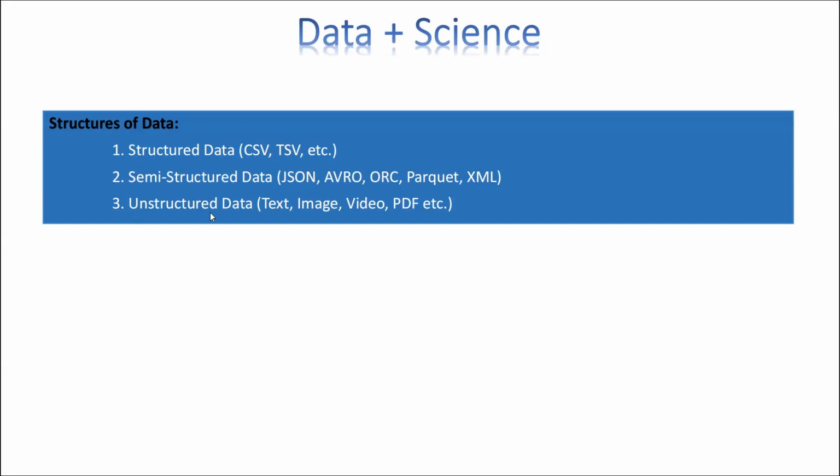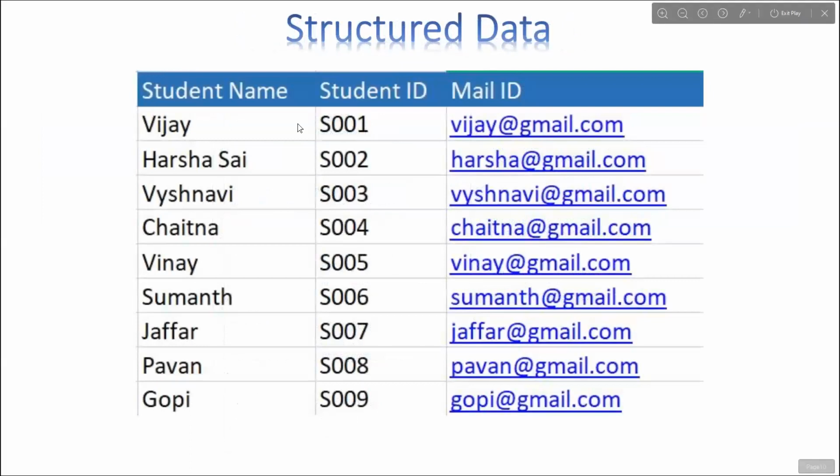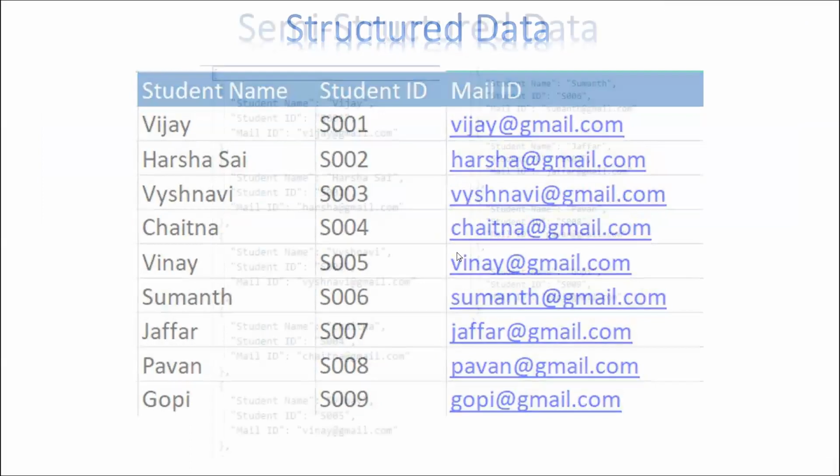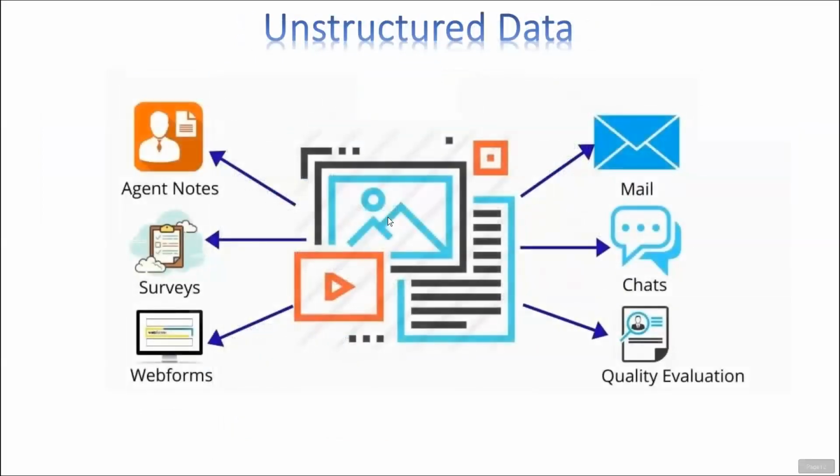So unstructured data, which we already know: the data which is unstructured, such as text, image, video, PDF, etc. From the name itself, it is data whose structure can't be defined, right? So this is the example of structured data, semi-structured data and unstructured data.